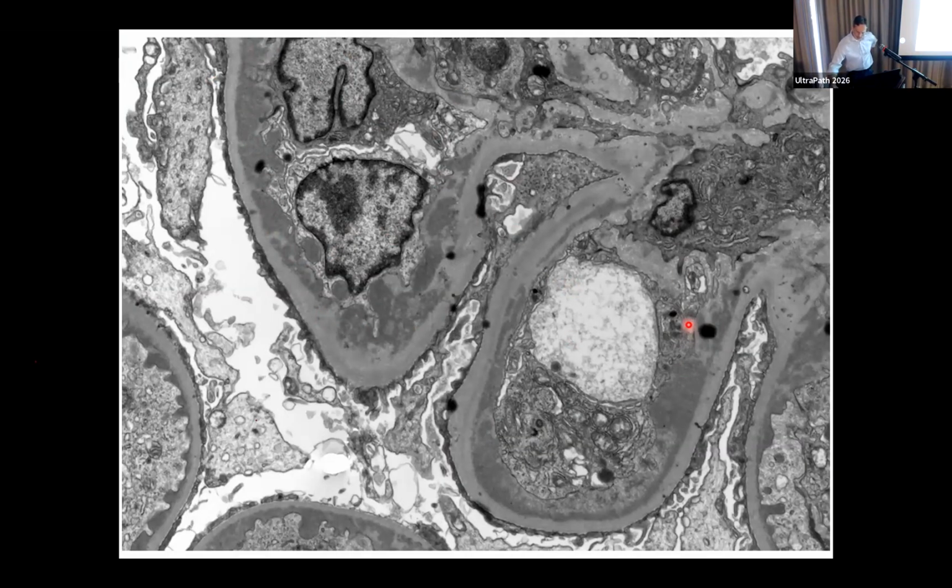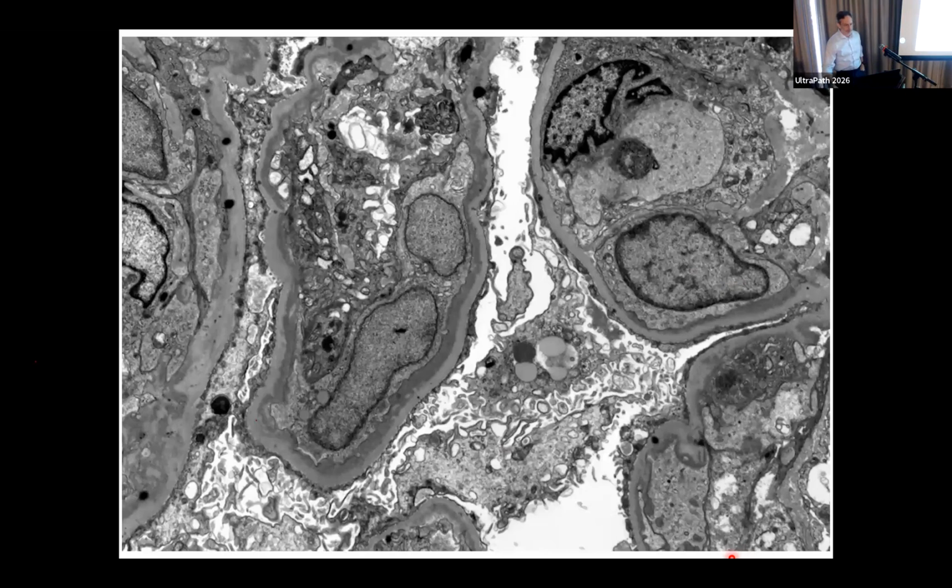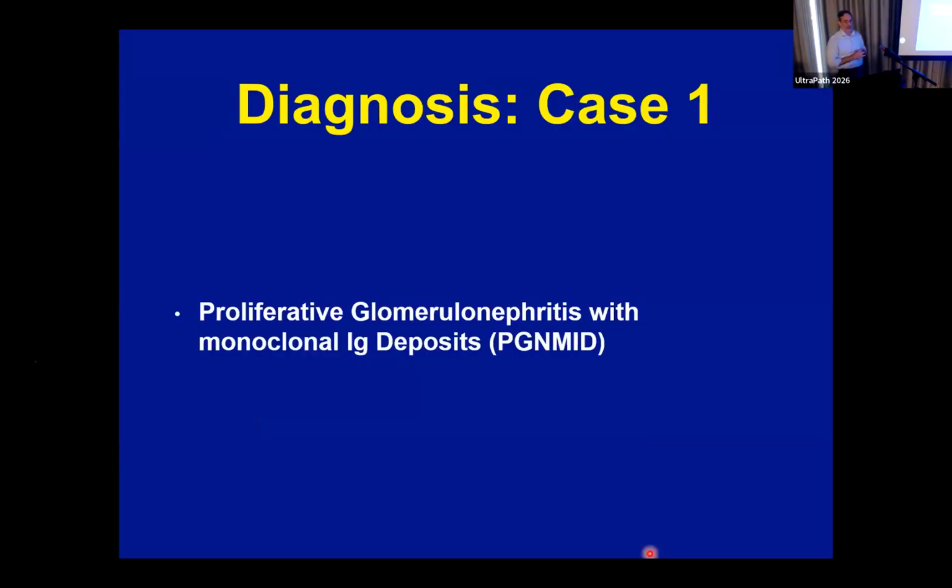In some of the loops that you see here, for example, if I can get the mouse to work, they're smeared out almost like peanut butter, all along the subendothelial surface. This is better illustrated maybe even in this loop here. Now, this is not a novel observation. Other people have written about this with this entity. But the bottom line is that this can sometimes make the fluorescence look like linear deposits. So the diagnosis was PGNMID.